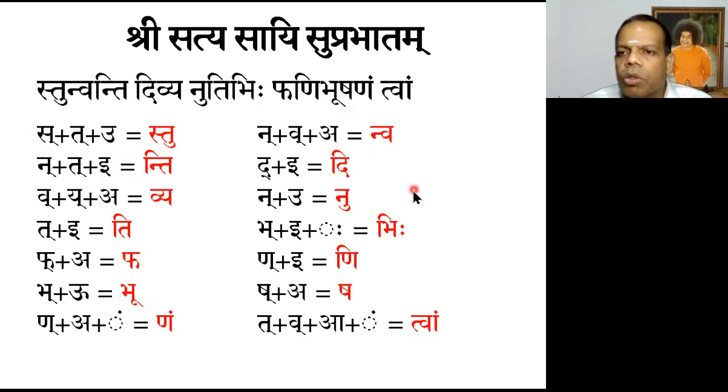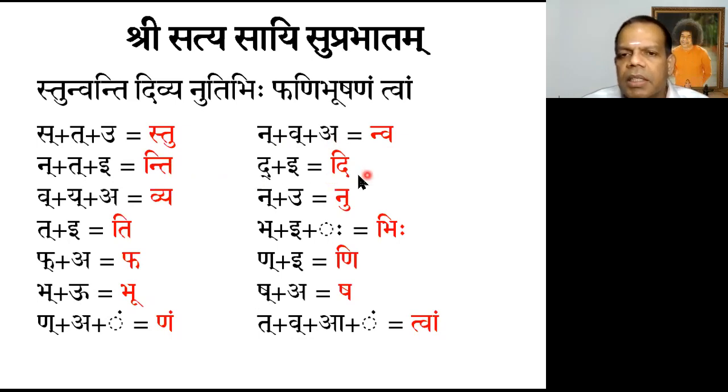The next one is also a compound consonant. In, u, and a, nva, stunva. The next letter is also a compound consonant. In, it, and e, nti. We would have come across this quite often. Stunvanti.